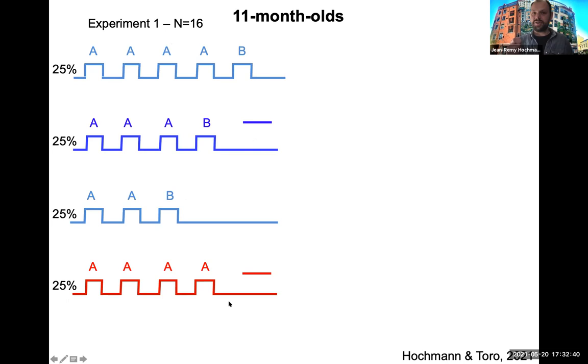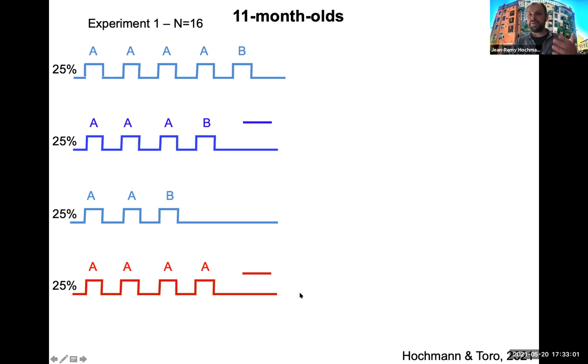So they will hear D, D, D, D. And the idea is that if infants have learned the common structure here, that is, that the last syllable should be different, then they should be surprised here when this last syllable is not happening, right? And this surprise should translate into pupil dilation. And this is what we observe here.